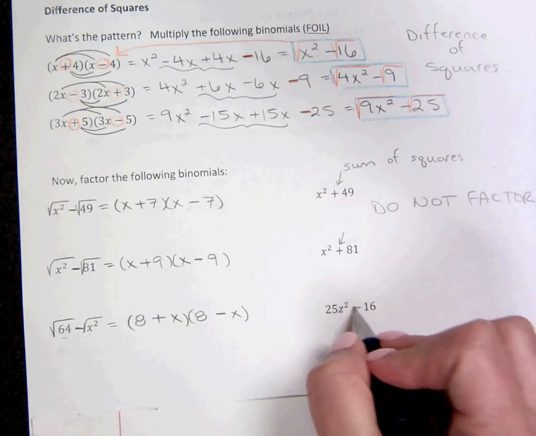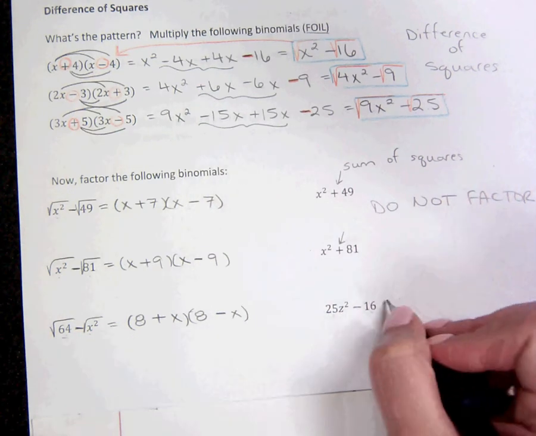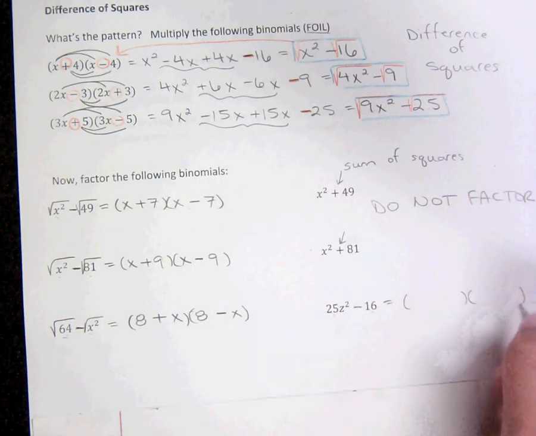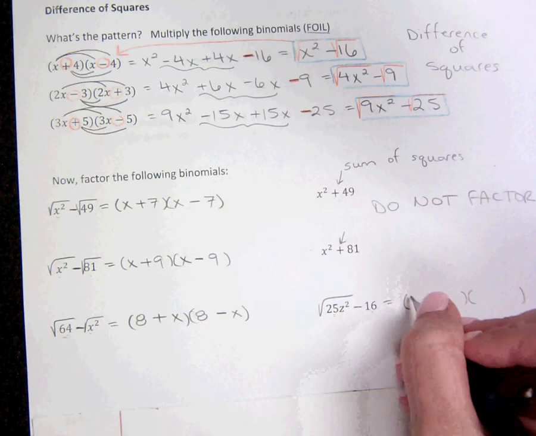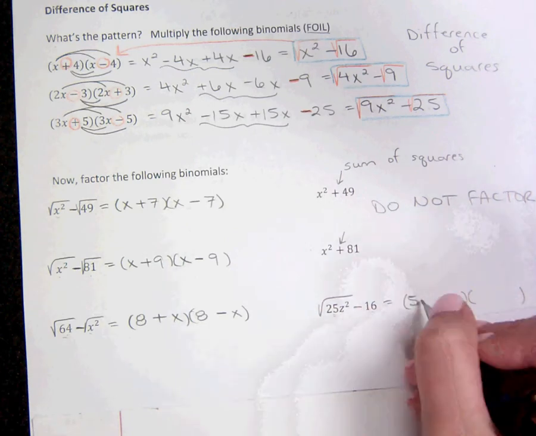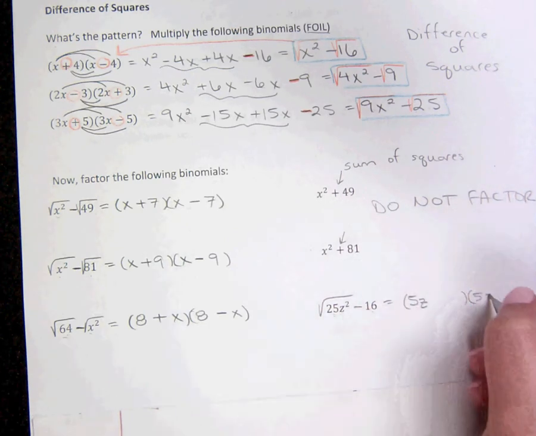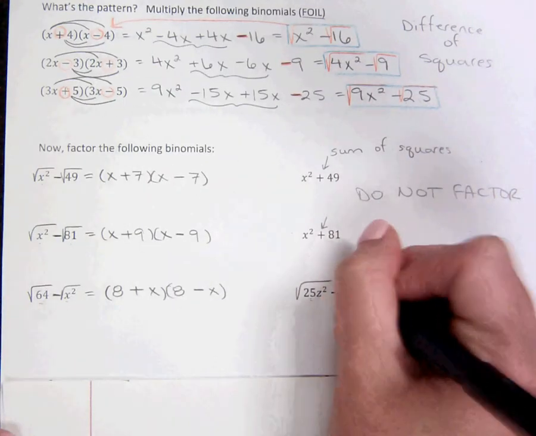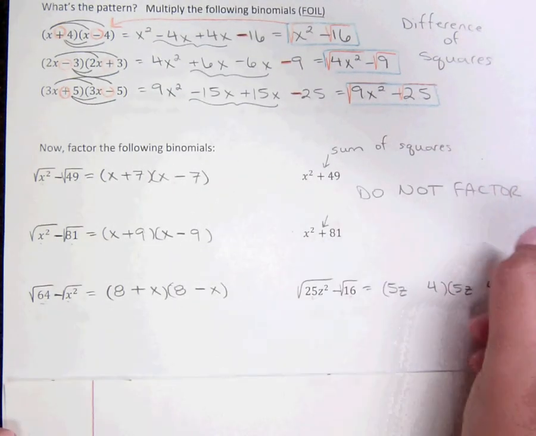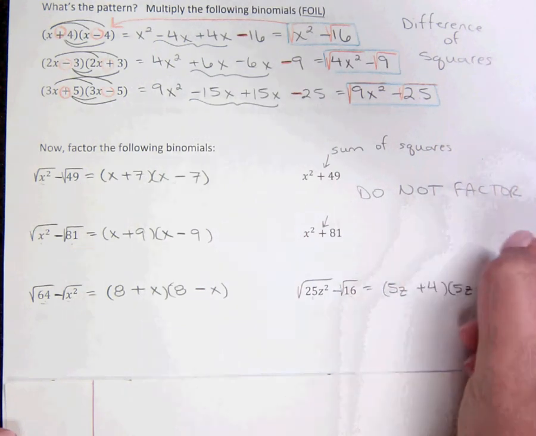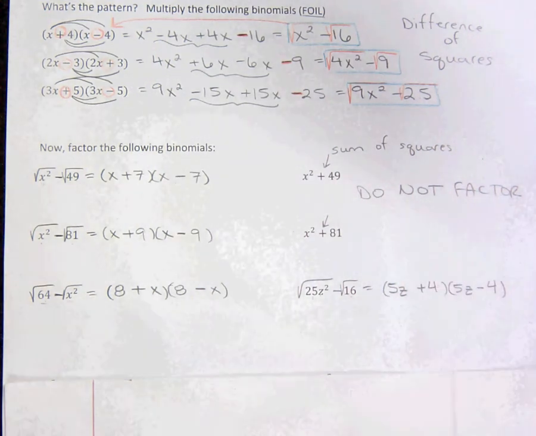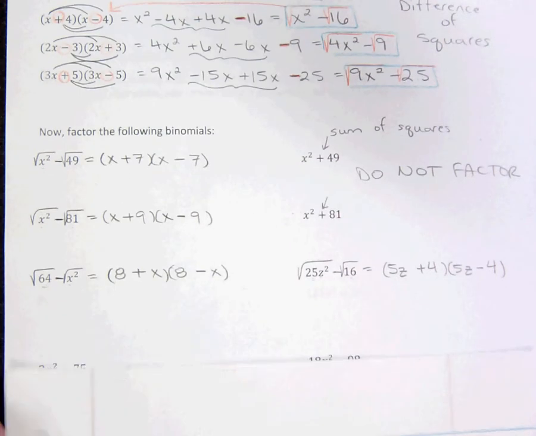Same thing here, we have subtraction, we have perfect squares. So I'm going to set up my back-to-back binomials. Square root of 25 is 5, and the square root of z squared is z, so 5z and 5z. And the square root of 16 is 4, so 4 and 4. One gets a plus, one gets a minus, and it doesn't matter which one gets which.